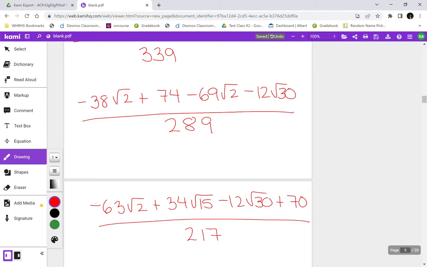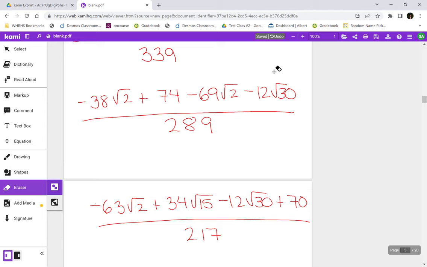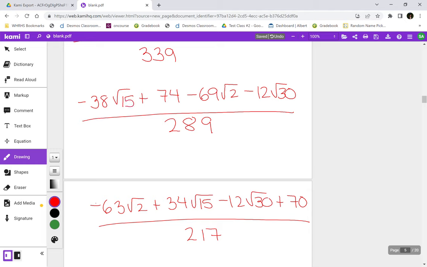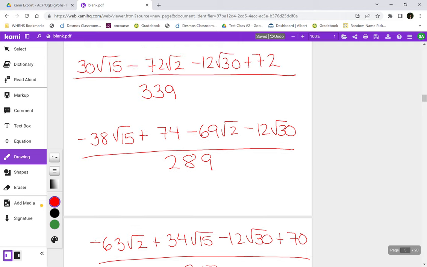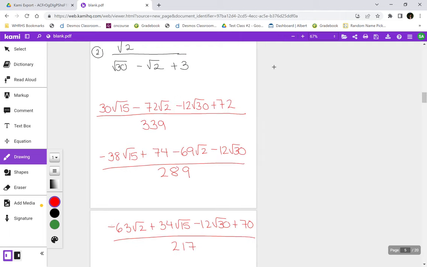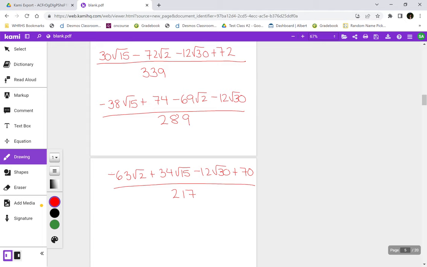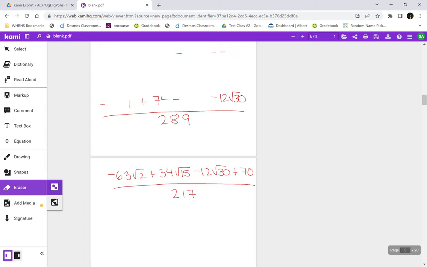Okay. Negative 38 root 15. This one? Yeah. All right. Any other answers for me? Did anybody else get the same answer as the first one? The 30 root 15 minus 72 root 2 minus 12 root 30 plus 72 all over 339. Did anybody get the same answer as the second one? Negative 38 root 15 plus 74 minus 69 root 2 minus 12 root 30 all over 289. Did anybody get the same as the third one? All right, I'm not going to tell you who's correct or if anyone's correct. Let's do it.